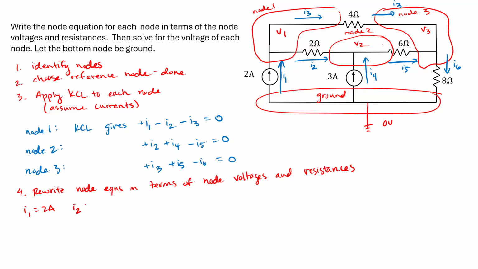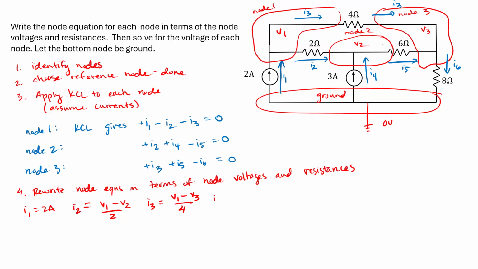I2, paying attention to the direction of our current, must be equal to V1 minus V2 divided by 2 ohms, since we assumed flow from V1 to V2. And our current I3 will be given by V1 minus V3 divided by 4 ohms, once again paying attention to the direction we're flowing.